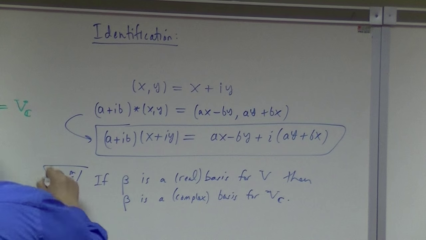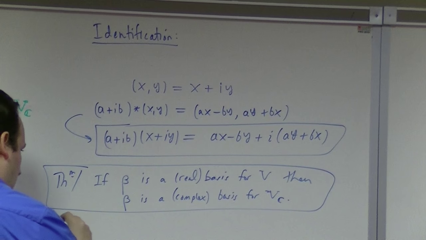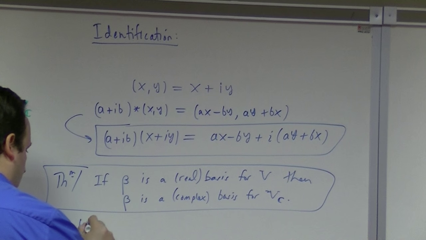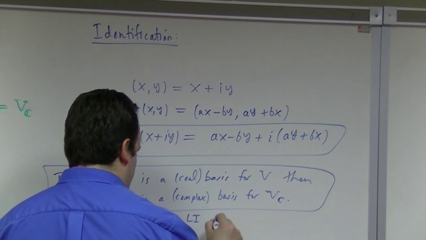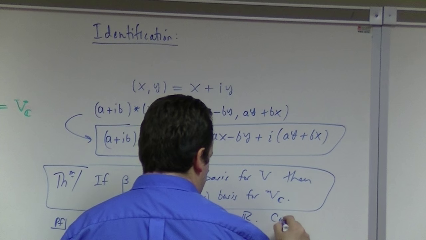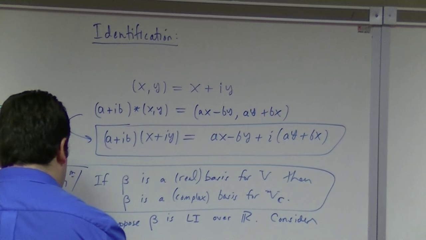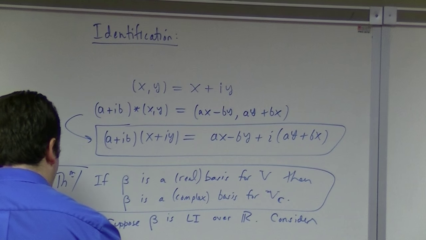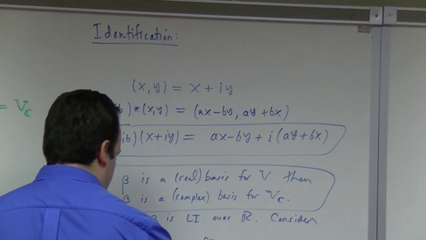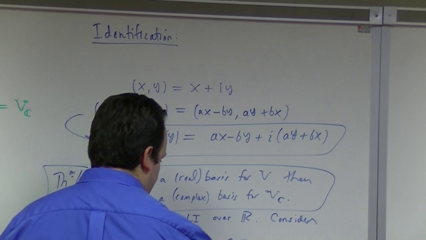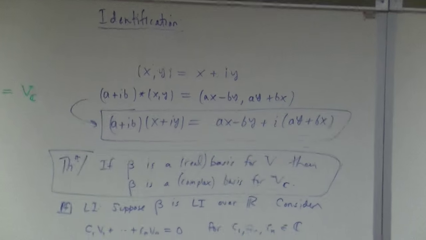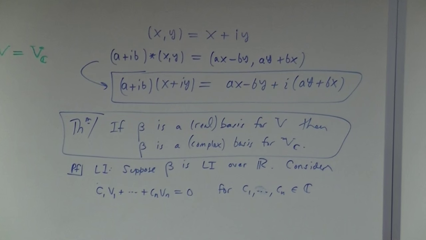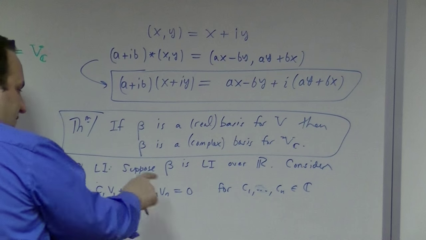How do you prove this? So, linear independence, right? Let's suppose beta is linearly independent over the reals. Consider c1 b1 plus ... plus cn bn equals 0, for c1 through cn elements of the complex numbers. In other words, consider a complex linear combination equal to 0. That's what I have to face in order to show that beta is linearly independent over the complex vector space.